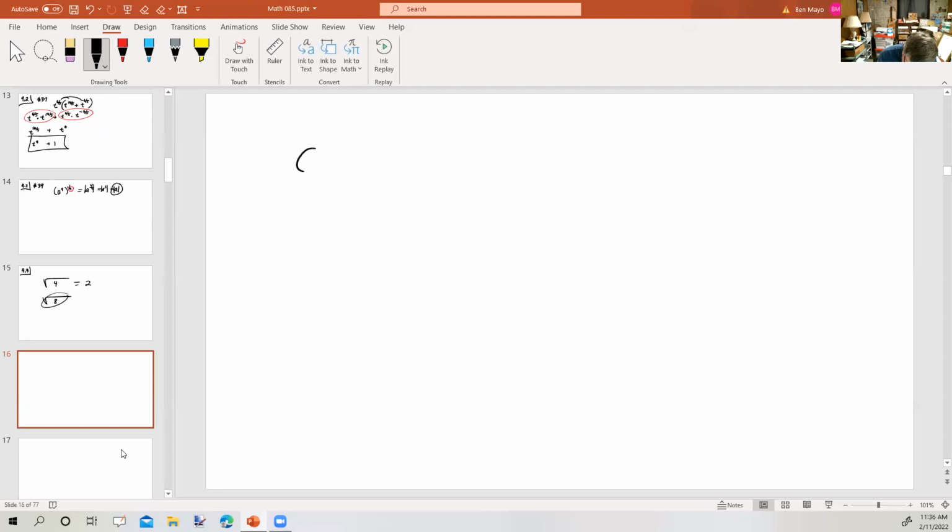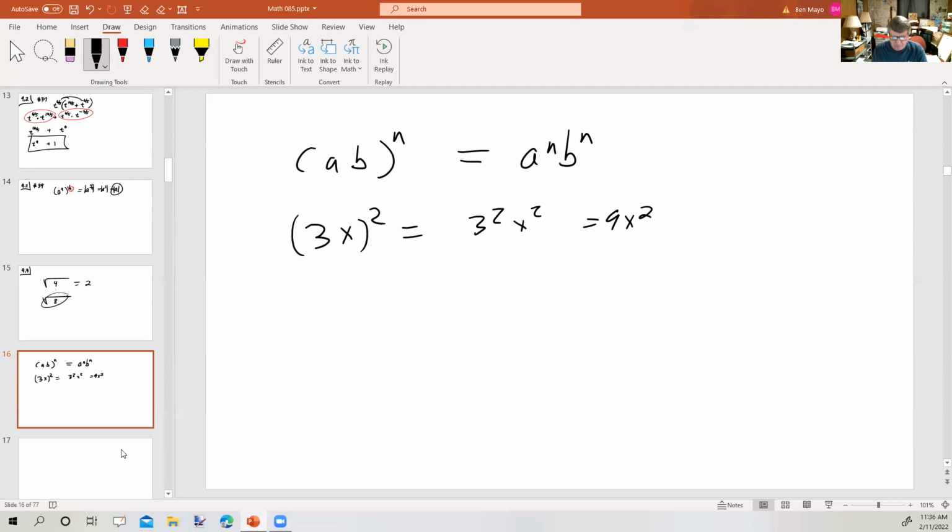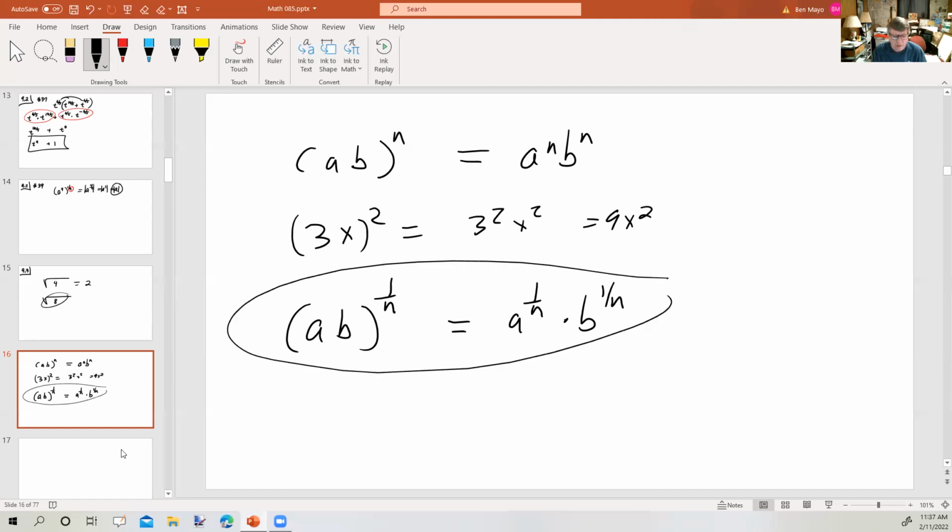We have a property that says if you have a product raised to a power, you attach the power to each factor of the product. So for example, 3x, the quantity squared is 3 squared x squared, which is 9x squared. Now, suppose that our exponent was a fraction, 1 over n. Wouldn't this be the same thing as a to the 1 over n times b to the 1 over n power using that property?